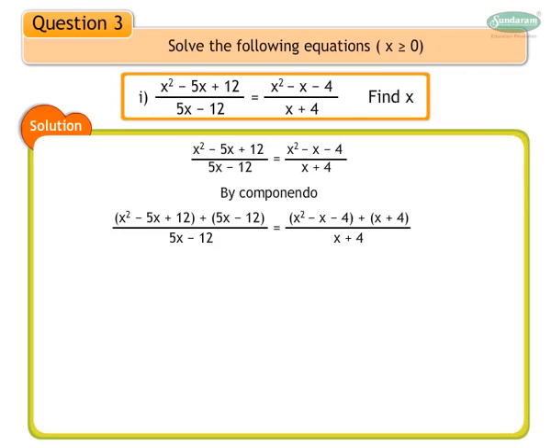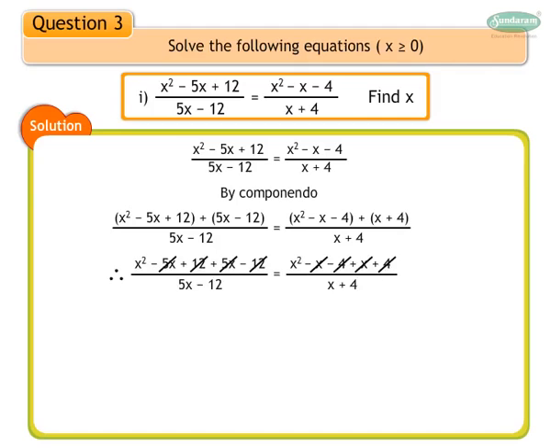Now opening the brackets, we get (x² − 5x + 12 + 5x − 12)/(5x − 12) = (x² − x − 4 + x + 4)/(x + 4). We now simplify the numerators on both the sides of the equation. We get x²/(5x − 12) = x²/(x + 4).